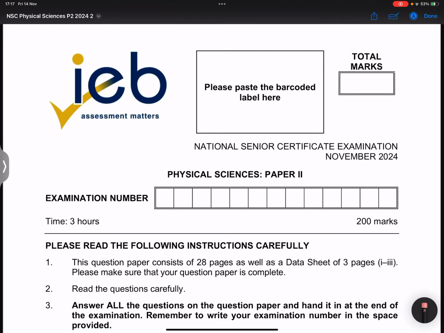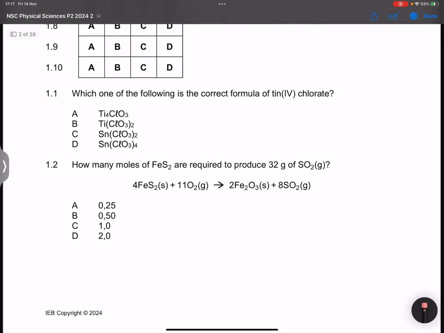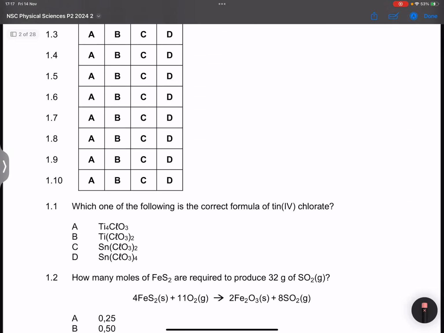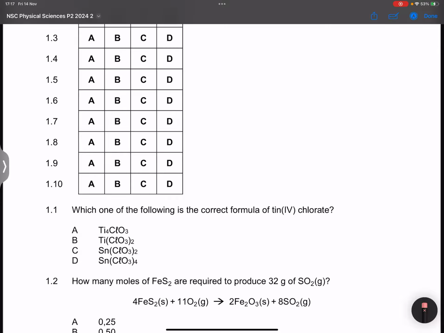I will publish one after the other, one question after the other, just for me to be able to take you through. Now, let's get into the multiple choice section, and see what we have there. So the first one says, which one of the following is the correct formula for tin(IV) chlorate?